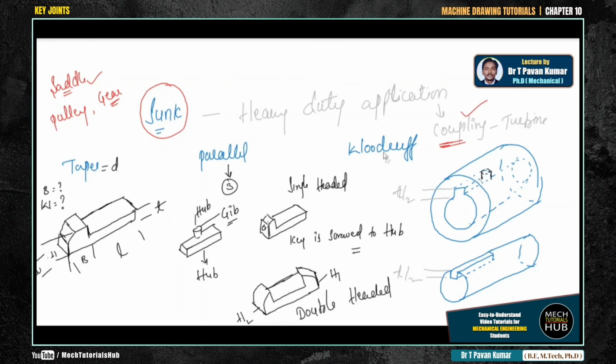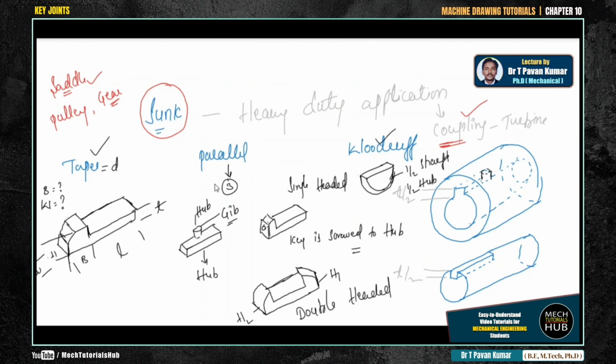Similarly, a Woodruff key is like a semicircular entity, something of this kind. For this Woodruff key also, all the specifications and standard formulas are given. Accordingly, you have to follow, remember, and draw. A Woodruff key sits half in the shaft and half in the hub. Try to go through the proportions, all the specifications, and the formulas for taper and Woodruff keys.